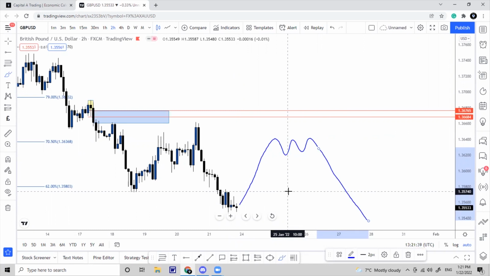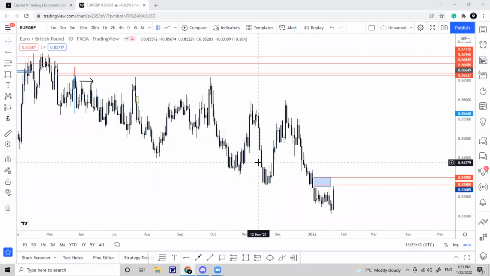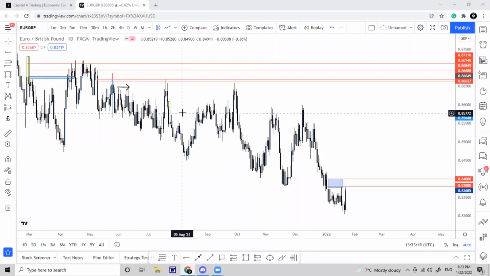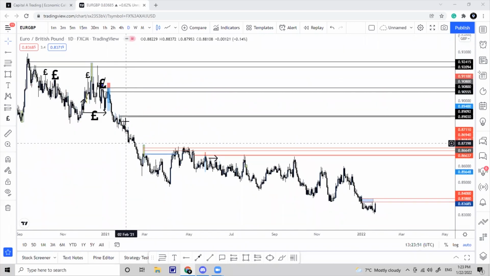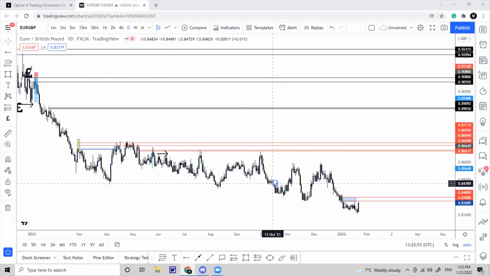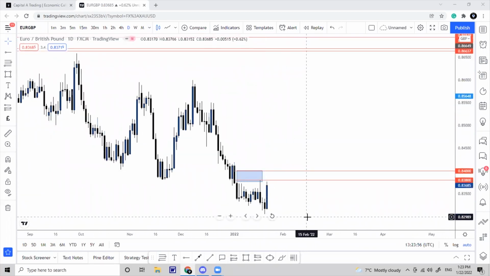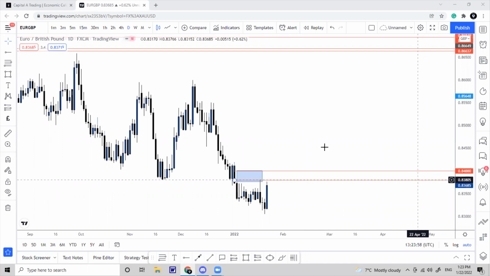That's the pound USD. Okay, next up is going to be the euro pound. Again, for those of you who follow me, you'll know that throughout the back end of last year, even at the start of last year, I was making a lot of profitable trades in this chart. Now, what I'm looking at this week is around the 84 mark to the 83,800.